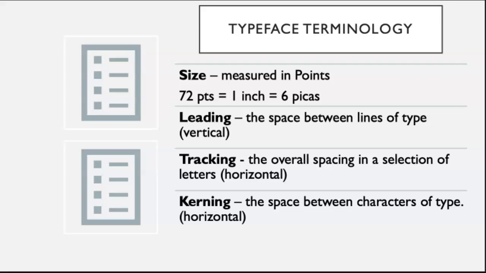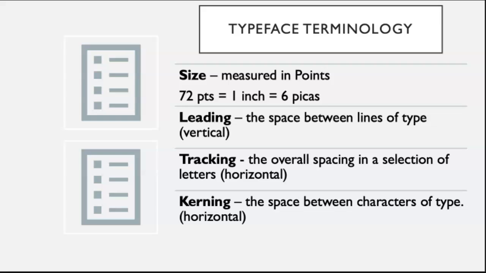Tracking is kind of a horizontal version of that, and that's the overall spacing in a selection of letters. So if you select a word or a group of words and you want to spread them out, this is the tracking. And again, you don't want to go too far with this typically, because that does begin to affect readability if you condense it too much or if you spread it out too much.